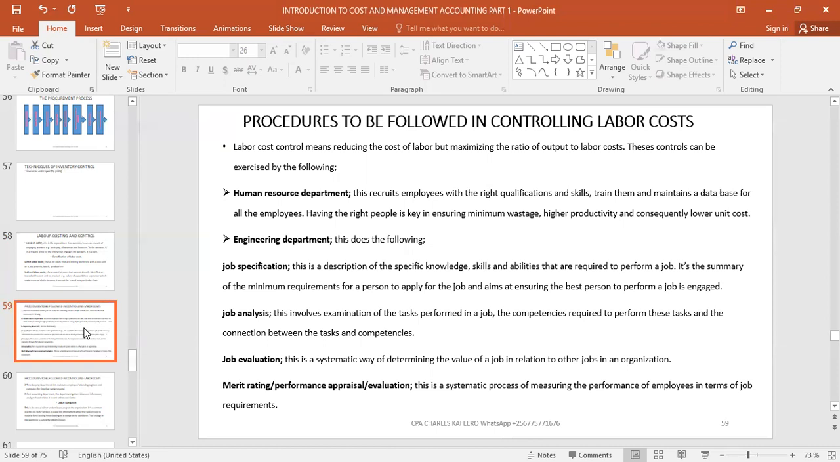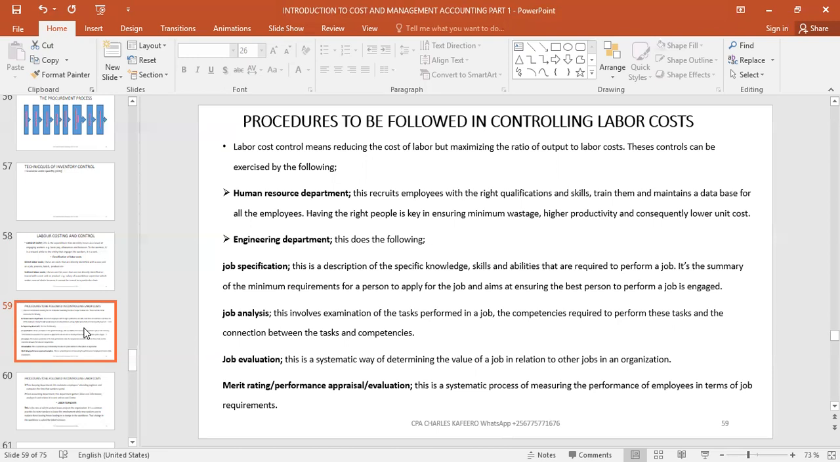They don't work to their efforts, or they don't give a high output. So we are trying to look at how we can control these costs to the extent that they are not affecting the employees' productivity and efficiency. Some of these costs can be controlled in different categories, or each department can contribute towards the controlling of these labor costs.